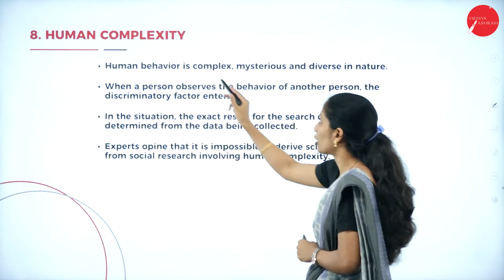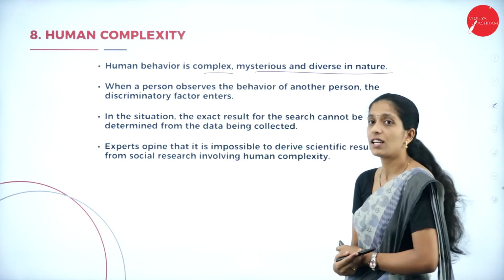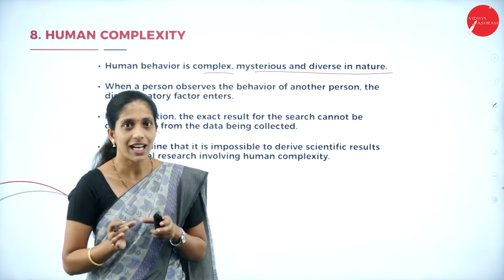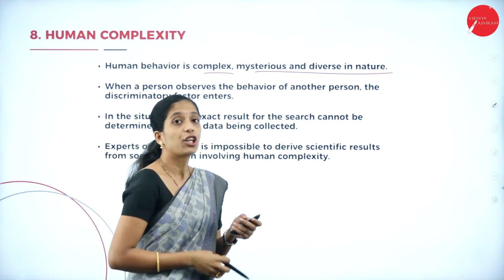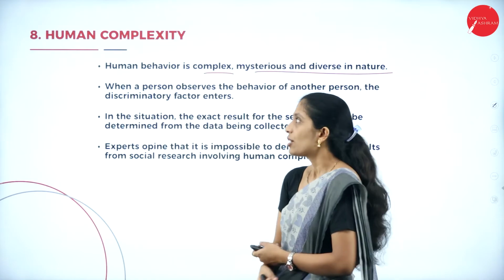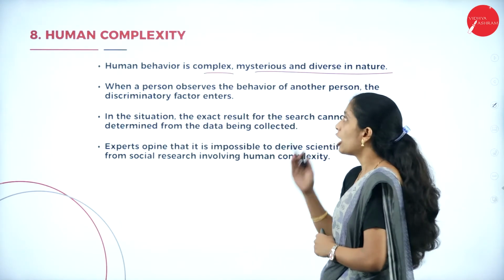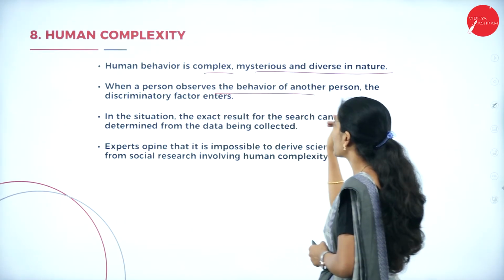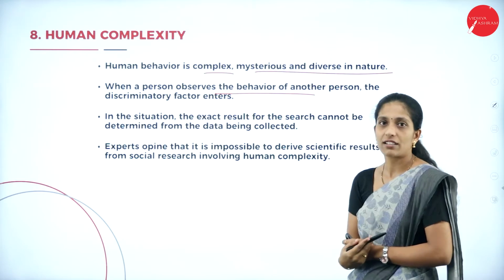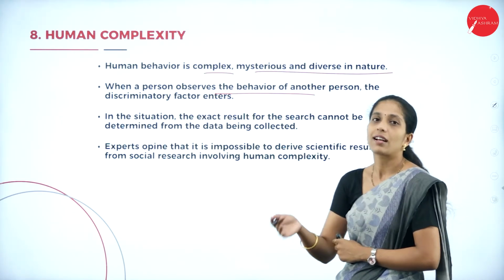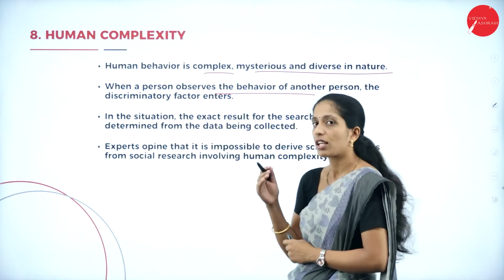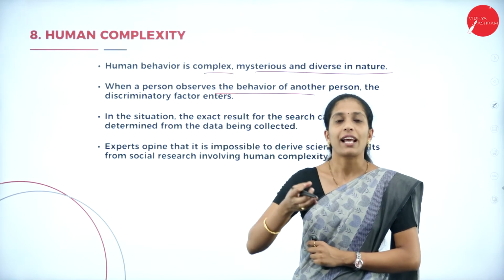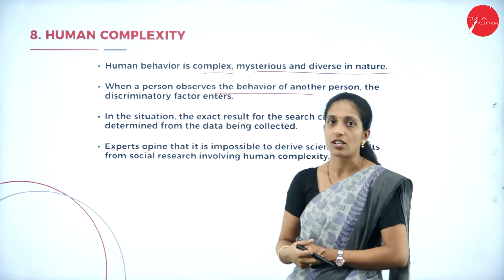Next, the eighth limitation of business research is human behavior or human complexity. Human behavior is complex, mysterious as well as diverse in nature. If we talk about the limitations, we have to compare that with scientific research and with human behavior under business research. Here, human behavior is complex, mysterious as well as diverse in nature. When a person observes the behavior of another person, the discriminatory factor arises. Here there occur discriminatory factors because one person is totally different from another person, or by influence they can adopt the taste and preference of other persons also.